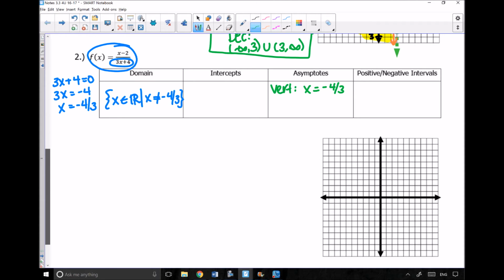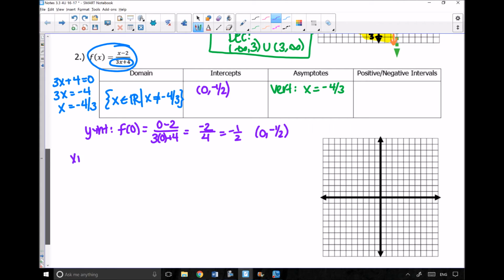Okay, so now we want to find our x and y-intercepts. Let's find our y-intercept first, because that's nice and easy. We're going to figure out what f of 0 is. So to do that, I'm going to just plug 0 in every time I see an x. So I get -2 over 4, so I get -1/2. Therefore, my y-intercept is going to be 0, -1/2. So I can say that I have a y-intercept here.